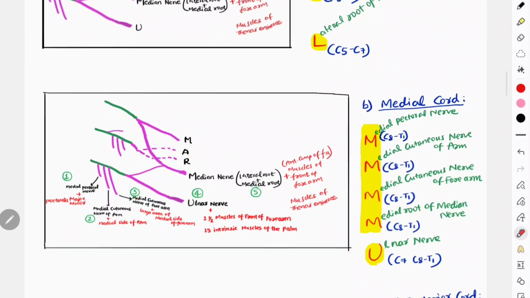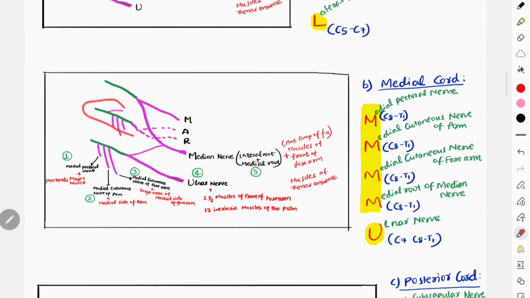Completed. And the medial cord. See, this is the posterior. This is the medial cord, right? From the medial cord, 5: 1, 2, 3, 4, and 5. So M4U. Medial pectoral nerve, medial cutaneous nerve of arm, medial cutaneous nerve of forearm, and a medial root of the median nerve, and the ulnar nerve. See, 1, 2, 3, 4, 5. Completed.